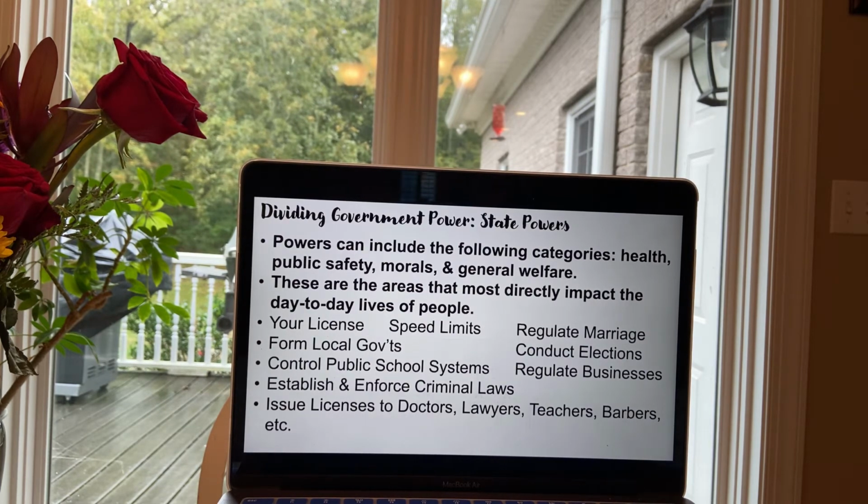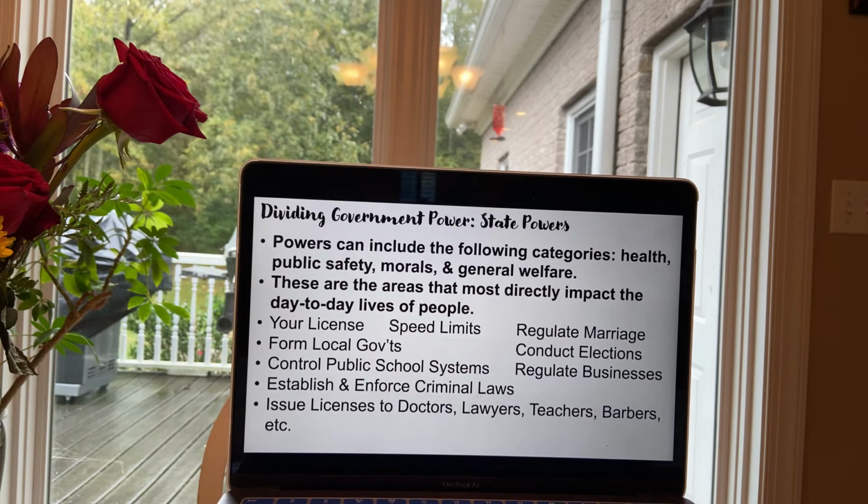State powers typically fall into these categories: health, public safety, morals, and general welfare. These are the areas that directly impact people. They impact the day-to-day lives of people. For example, your driver's license, that's something that the state does. They set speed limits. They regulate marriage. They form local government. They conduct elections, right?